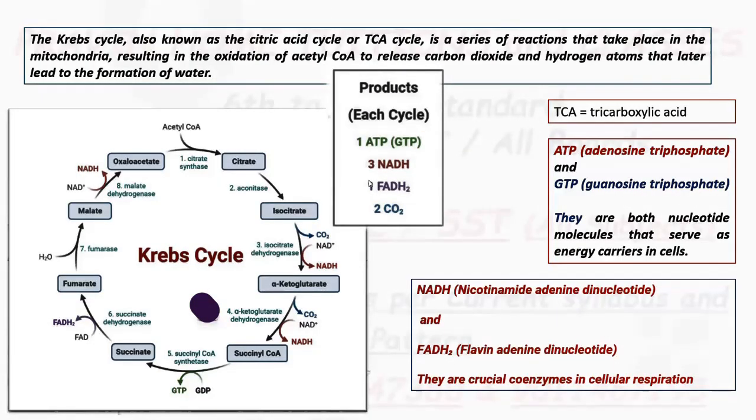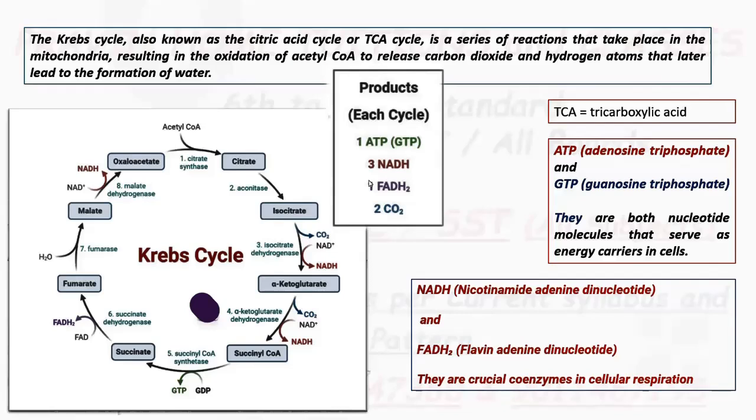Hello friends, welcome back. In this video, we will study Krebs cycle. It is also known as citric acid cycle or TCA, that is tricarboxylic acid cycle. It is the series of chemical reactions that takes place in the mitochondria, resulting in the oxidation of acetyl coenzyme A, and it releases carbon dioxide and hydrogen atoms. Later, it is converted into water.